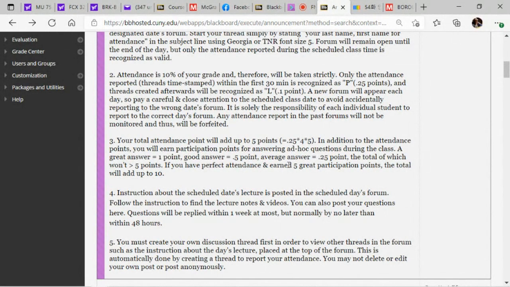Now it says attendance is 10% of your grade, and therefore, first of all, if you report your attendance in the discussion board within the first 30 minutes, it's recognized as present, which is equivalent to 0.25 points. And if your attendance report is after the 30-minute point, then it will be recognized as late. You get 0.1 point.